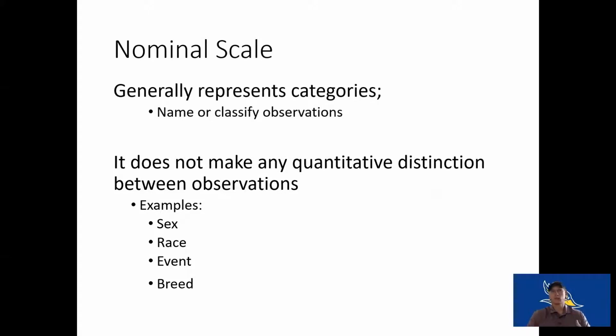We'll get into what those are. We're going to use more qualitative. Some examples would be sex, so male, female, other, race, event, breed of dog, whatever you're specifying, whatever you're categorizing. One is not better than the other. One is not more, one is not less. They are all their own category. So we'll often use frequencies for these, or which is seen most often within a population.